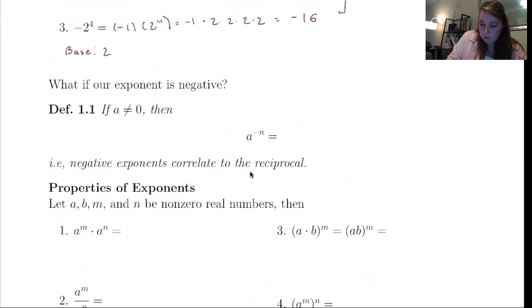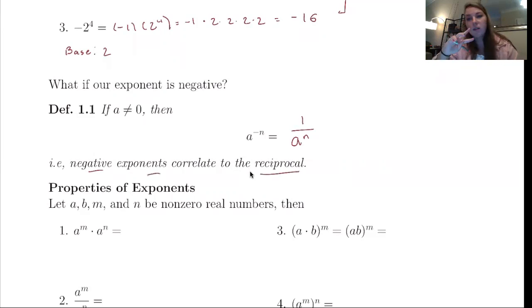In this definition, we see that if a is not equal to 0, because we'll explain why a can't be 0 in a second, then I can say a to the negative n is going to be equal to 1 divided by a to the n. So we can also see that this says negative exponents correlate to the reciprocal.